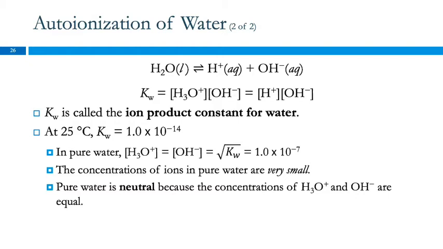It's water forming ions with itself. At 25 degrees Celsius, Kw equals 1 times 10 to the minus 14. So that's pretty small. This is a number that you should remember. That one right there. 1 times 10 to the minus 14.